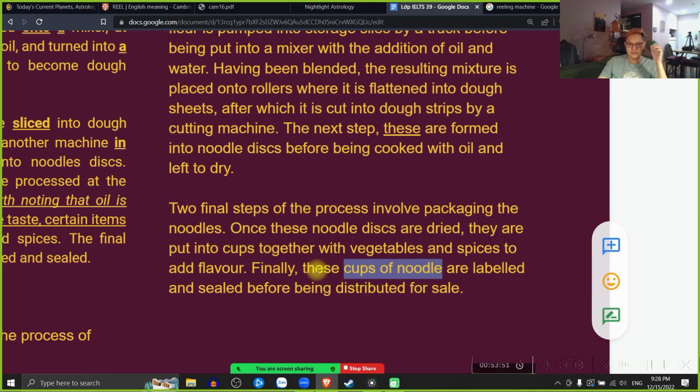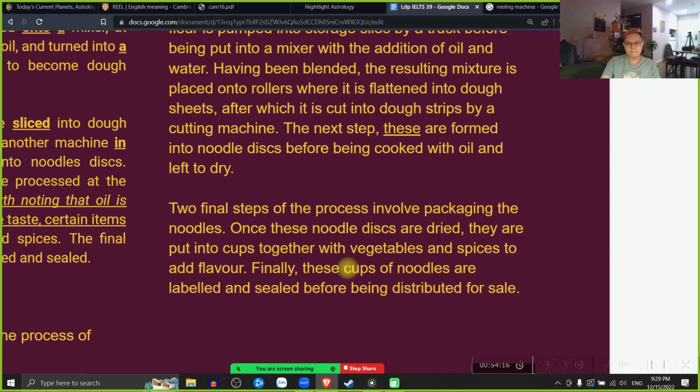I think here, if you use these, people can confuse like, okay, are these vegetables and spices? Or these are cups of noodles? Or these are noodle disc? What does it refer to? So, to make it clear, you can say these cups of noodles are labeled and sealed before being distributed for sale.